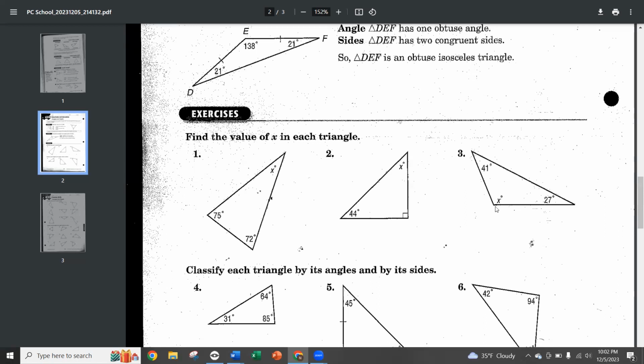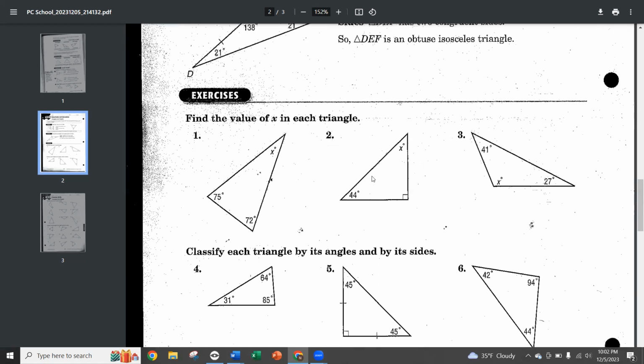Don't use your calculator for this, guys. You really don't need to. I just did those three in my head. Worst case, do pen and paper, but you really shouldn't need your calculator for this.